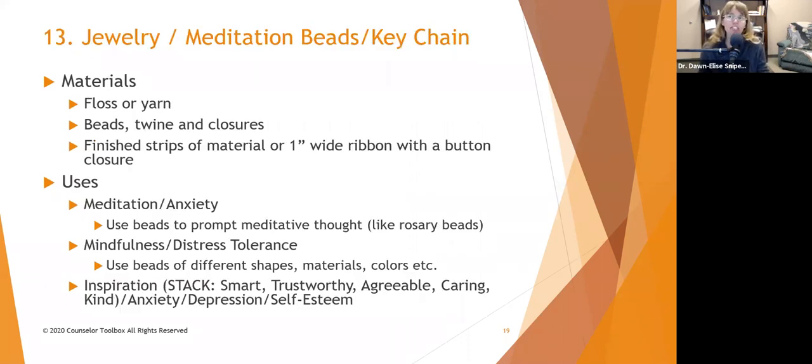Jewelry, meditation beads, or a keychain. I kind of lumped these all together because we're talking about beads and string. You can use materials like floss or yarn or twine. You can use beads. You can either tie the closures, or you can get little closures like the alligator clips that you have on your necklace.